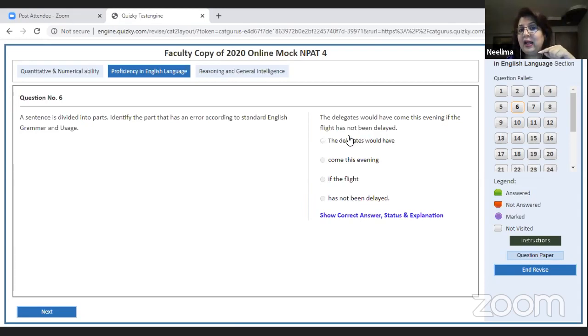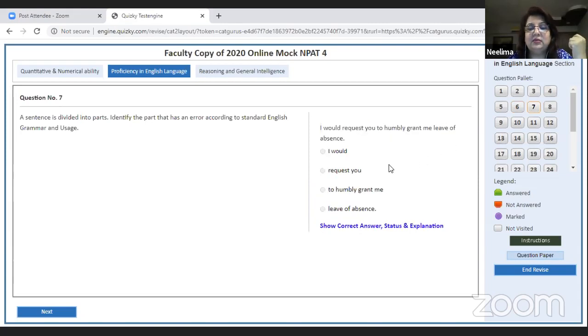The flight has. Now you can't use has here because it's a hypothetical situation. We have a would have, that's a probability. So it should have the previous verb in past tense. So your answer is part 4 here. It should have been had not been delayed.